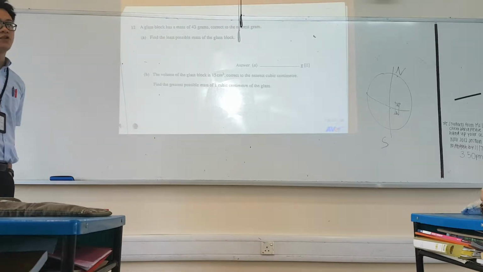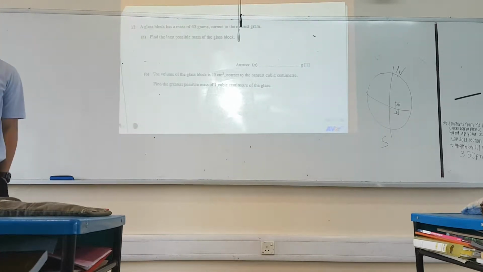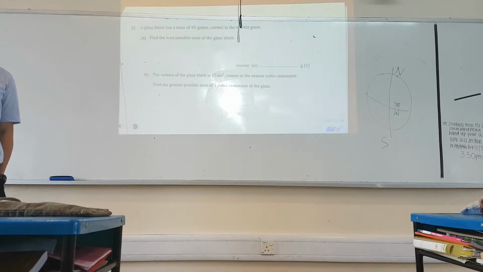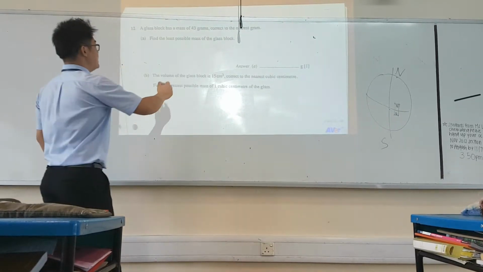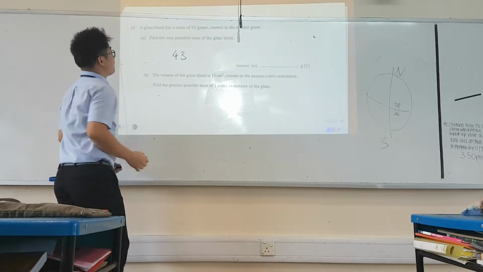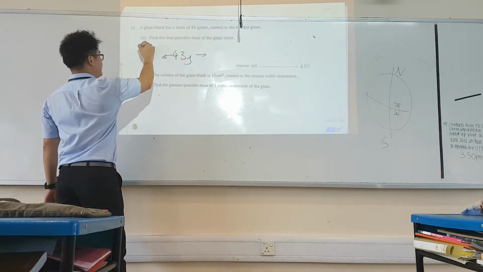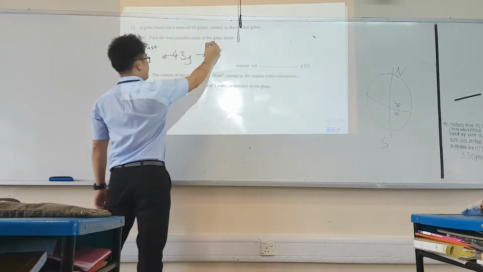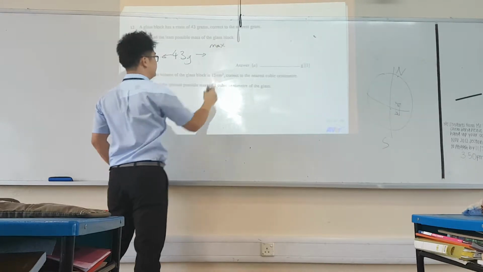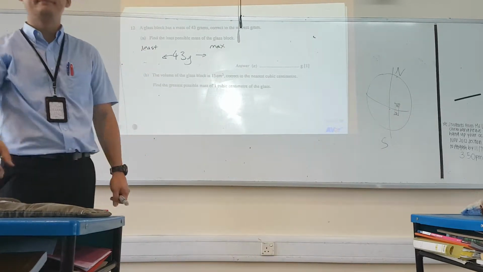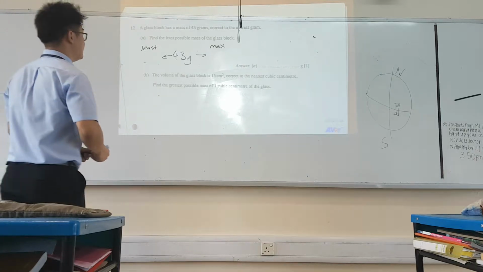A mass of 43 grams, correct to the nearest gram. Find the least possible mass of the glass block. This one you should know how to do, right? That means if it's correct to the nearest gram, there is a least and there's a maximum. So what's the least?